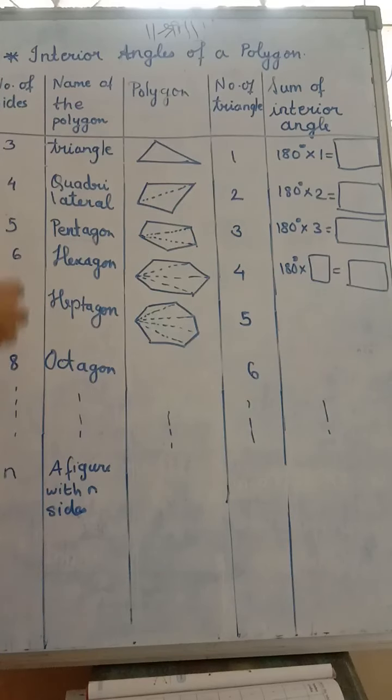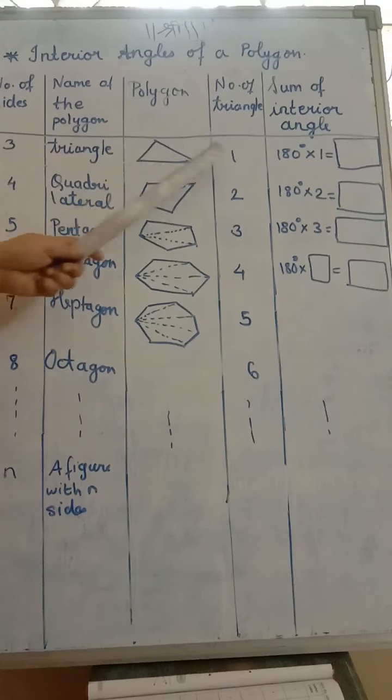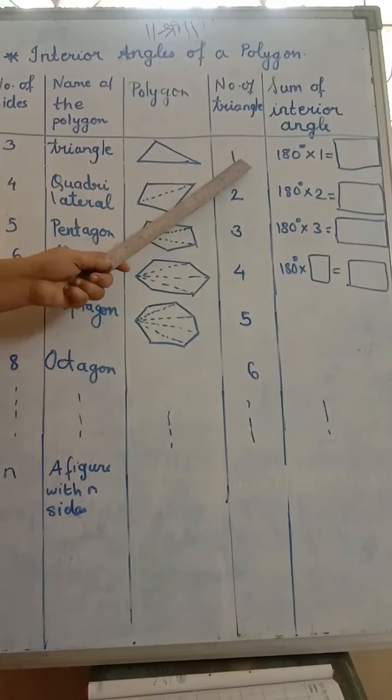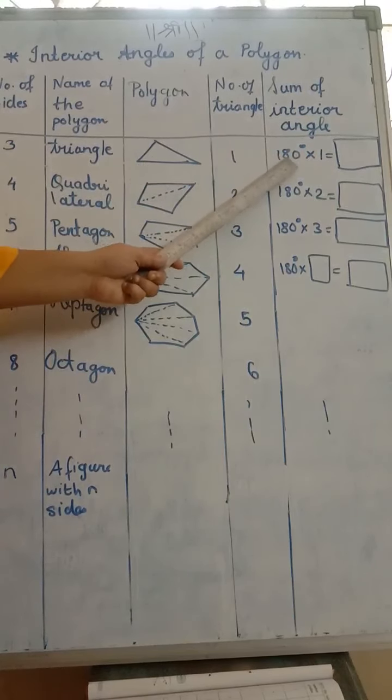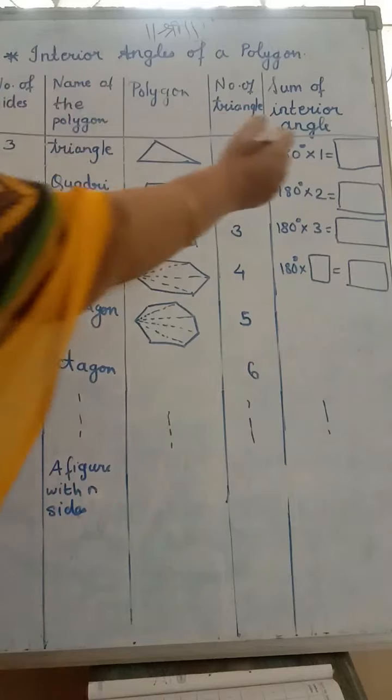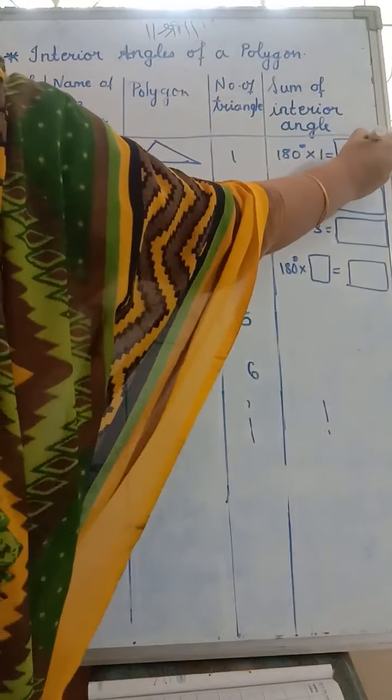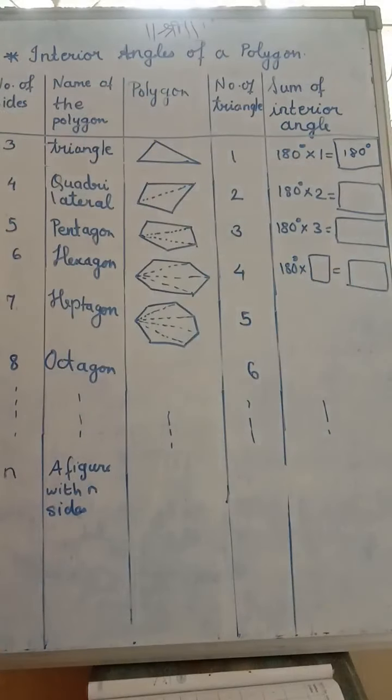First we are taking number of sides 3. Name of the polygon, who is having 3 sides? Yes, it is of course a triangle. So here a triangle is drawn. Number of triangles in this figure? Only 1. So what is the sum of angles of the triangle? 180 into 1, what will be your answer? 180 degrees.